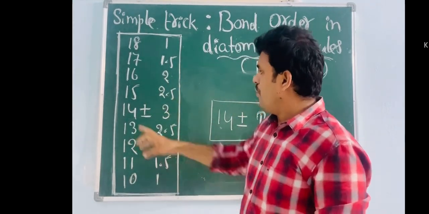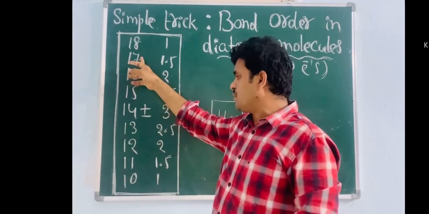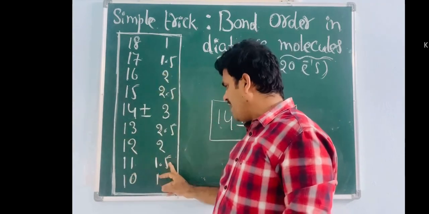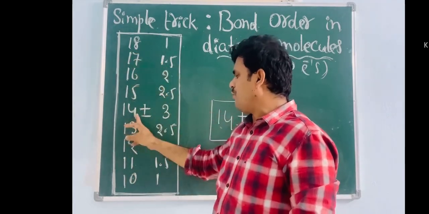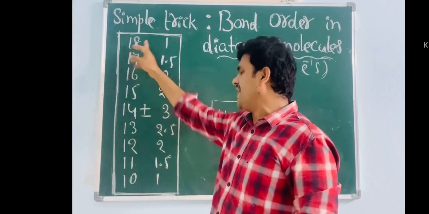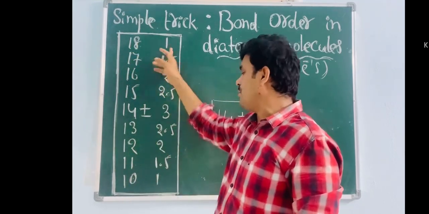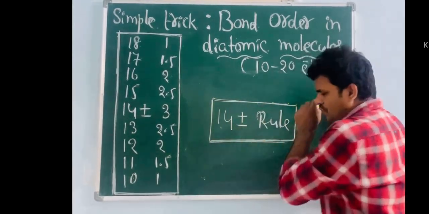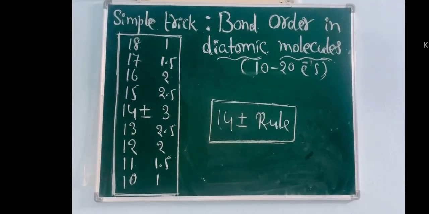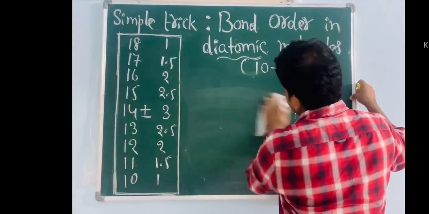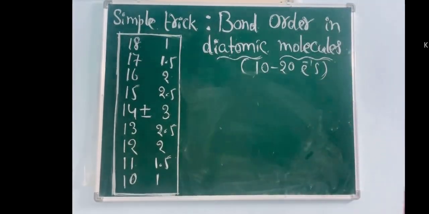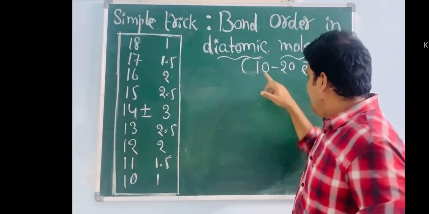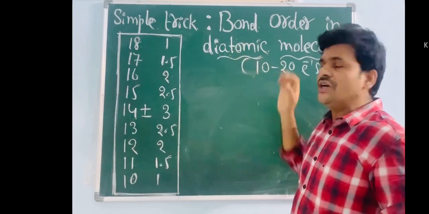Next one, 14 plus 3, 17 electrons, and 14 minus 3, that is 11 electrons. The bond order is 1.5. Next one, 14 plus 4 and 14 minus 4 indicates 18 electrons and 10 electron diatomic species. The bond order is 1. So this is the 14 plus or minus rule. And now students, by using this simple trick, the 14 plus or minus rule, how can we calculate the bond order in 10 to 20 electron diatomic molecules?